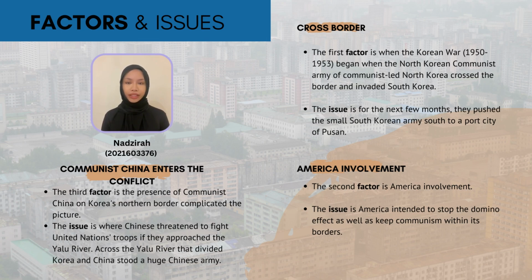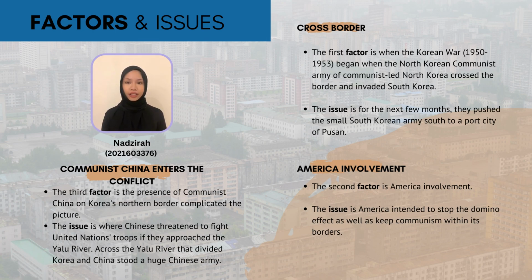With the arrival of the United Nations soldiers, the course of the war turned. After landing the army at Busan, General MacArthur made a surprise move. This forced the North Korean army to retreat. Pursuing the fleeing army, MacArthur crossed the former boundary and captured territory in North Korea. The third factor is that the presence of Communist China on Korea's northern border complicated the picture. The issue is that the Chinese threatened to fight United Nations troops if they approached the Yalu River. Across the Yalu River that divided Korea and China stood a huge Chinese army.